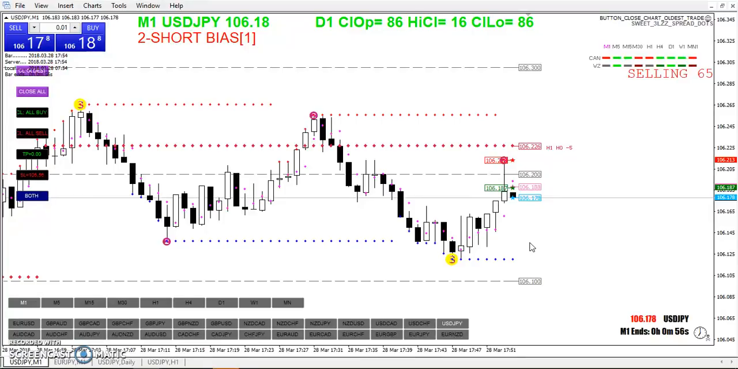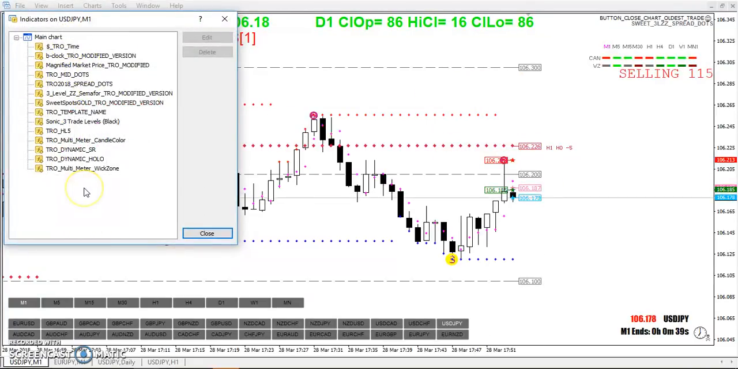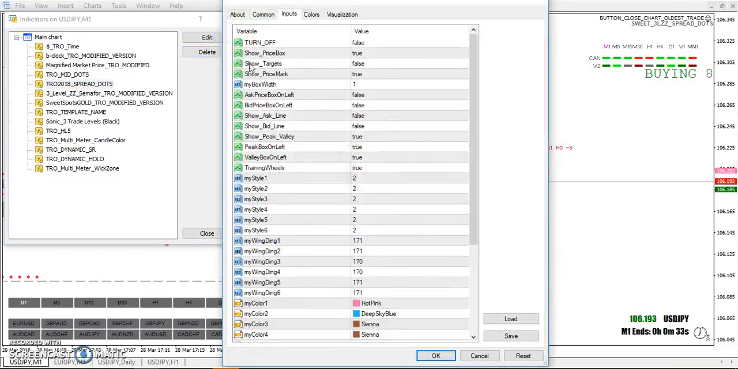Just jumping right into it here. I thought maybe I would show you a live example using the spread dots. I know I've got a bunch of indicators on this chart. Some of them are turned off. But what we're really looking at here is the spread dots. Now, you see price mark, I set true. These are the price marks over here.